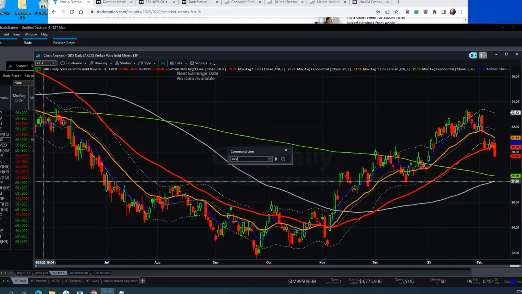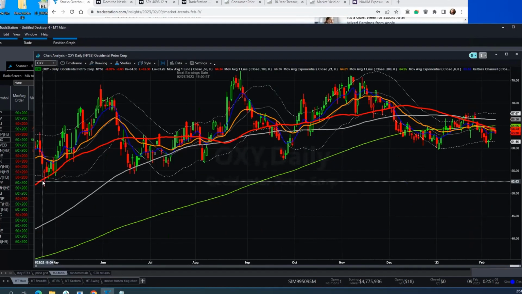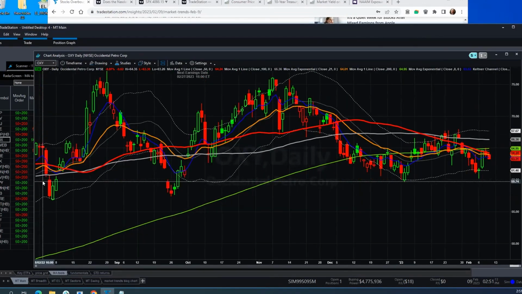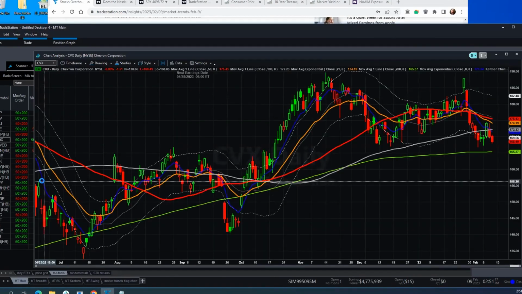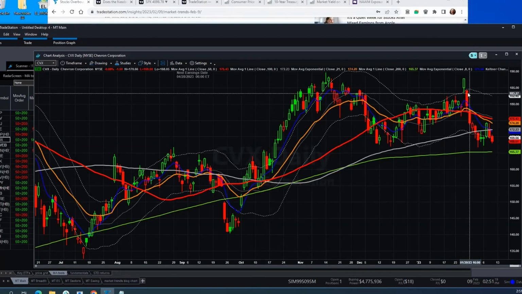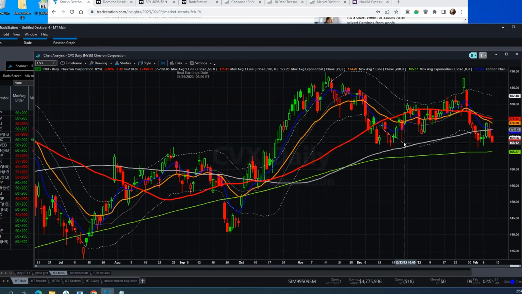Occidental, I think there's so much money stuck in this. It seems like everyone was buying it, but now it's a death cross. I want to point this out, which is interesting. CVX also had a failed breakout. Let's see what happens with this here.